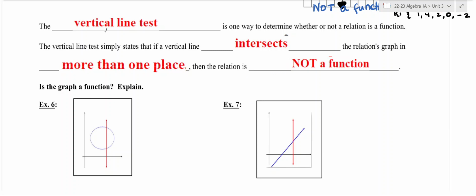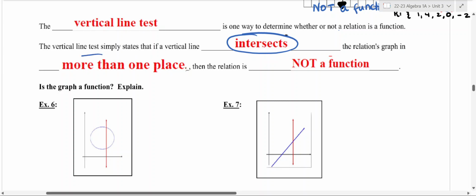In this video, we're going to talk about the vertical line test and how that can help us determine if our graph is a function or not. The vertical line test is a way to determine whether or not your relation is a function. It simply states that if a vertical line intersects the relation's graph in more than one place, then the relation is not a function.